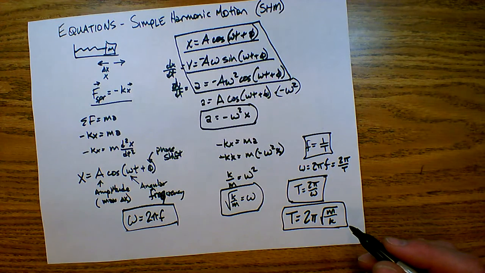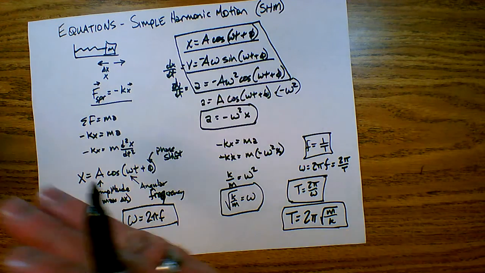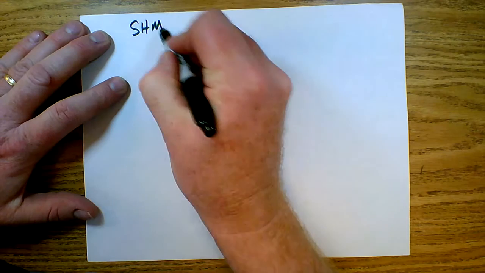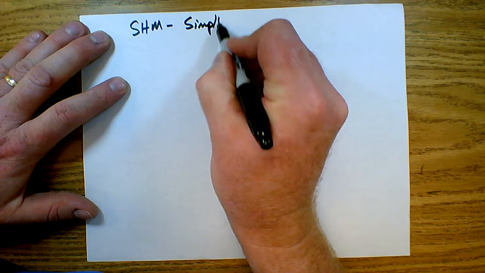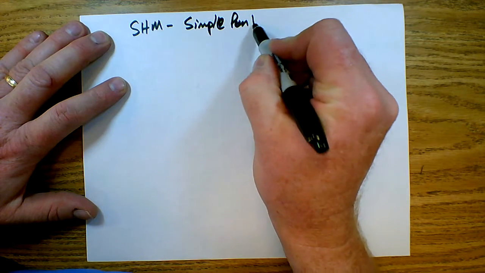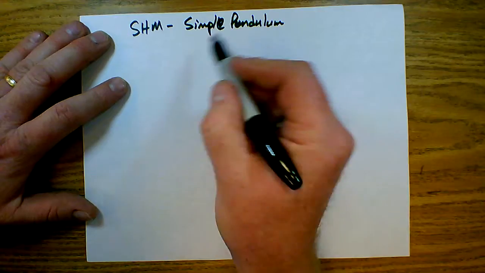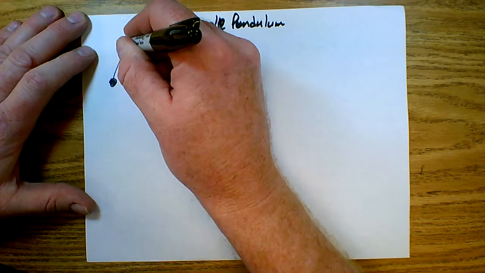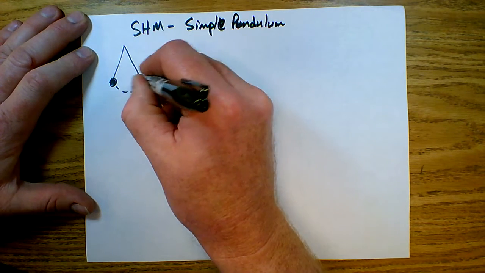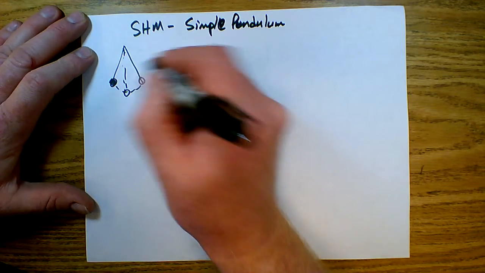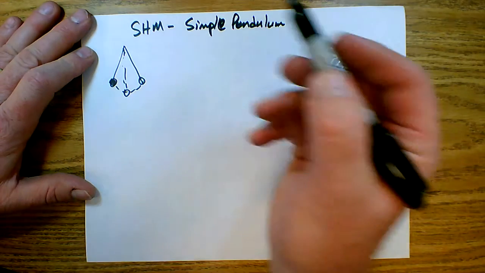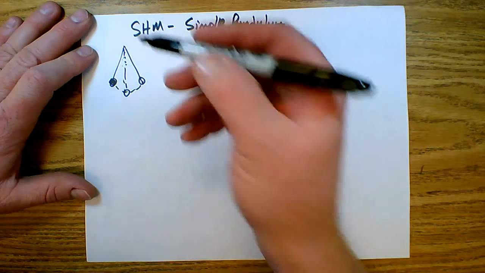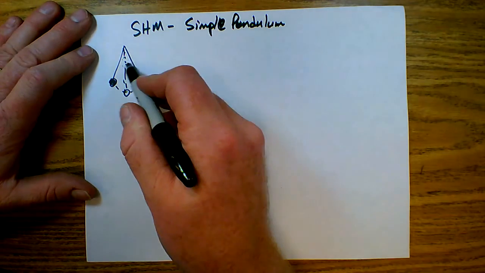Now, some other examples of simple harmonic motion include the simple pendulum. Now, a simple pendulum is basically a negligible mass string with a weight at the end, and it is simply going to oscillate back and forth like so. So for the simple pendulum, a lot of the equations still apply, only this time the displacement is not a linear displacement as it was with a spring oscillating system. It is an angular displacement.